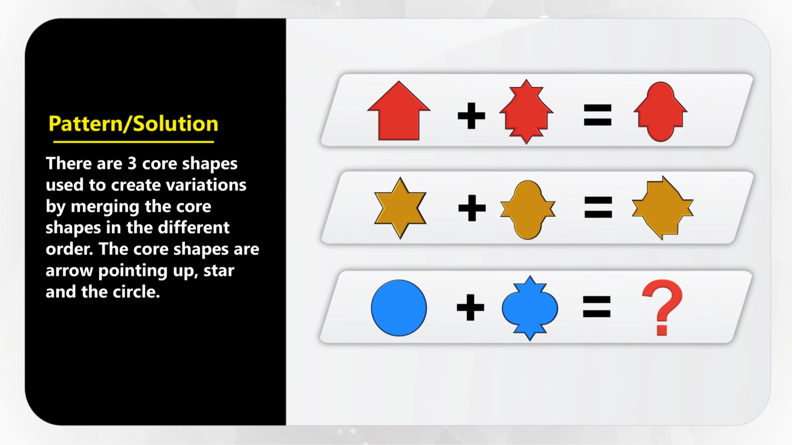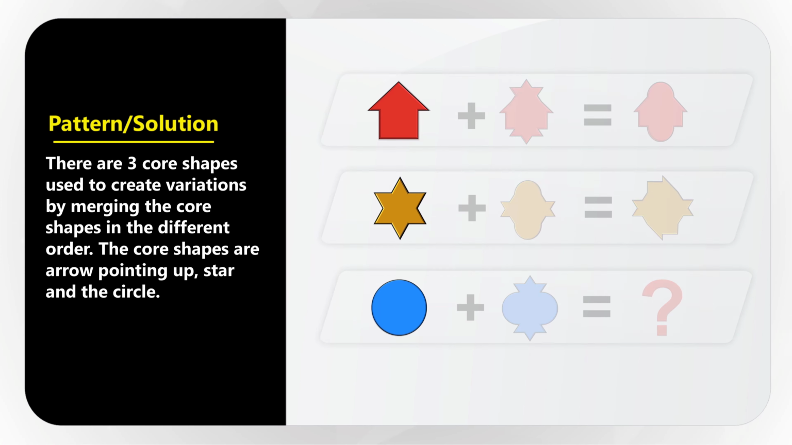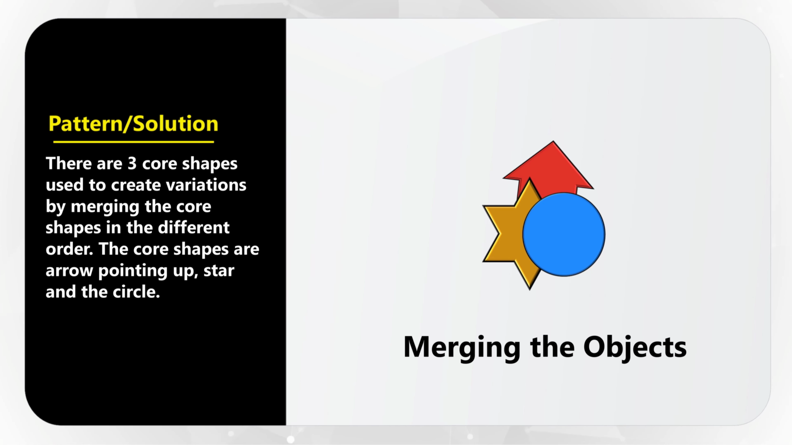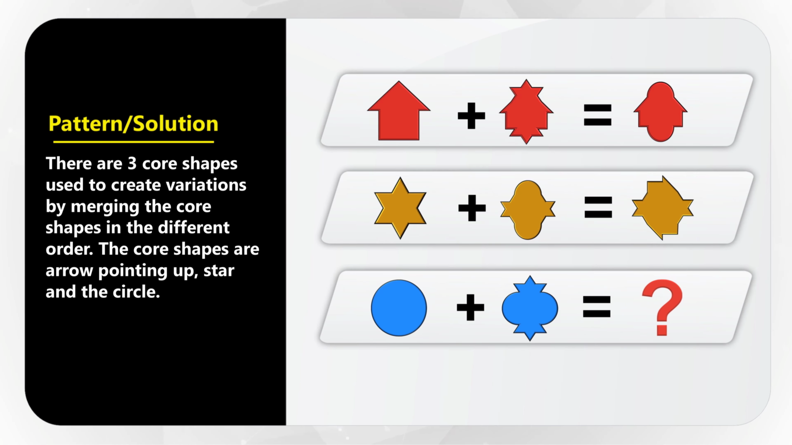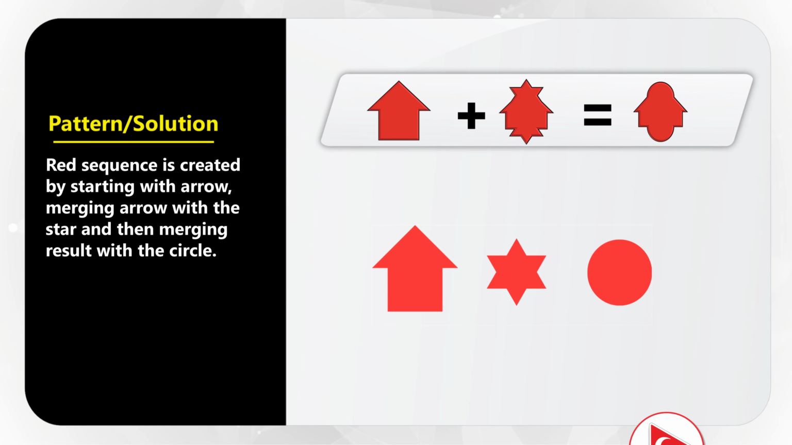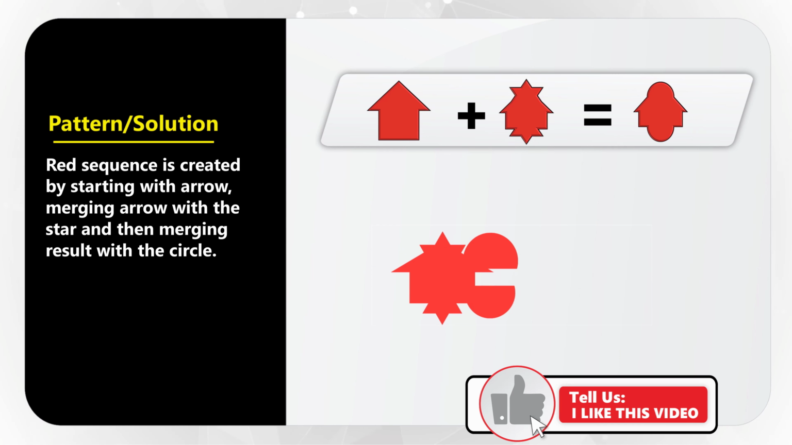And the pattern here is that there are 3 core shapes represented by objects in the first column. The core objects here are an arrow pointing up, a star, and a circle. And all remaining objects are just variations which are created by merging core objects into another object. Let me demonstrate by starting with the red sequence. The red sequence is created by starting with the arrow, merging the arrow with the star, and then merging the result with the circle.